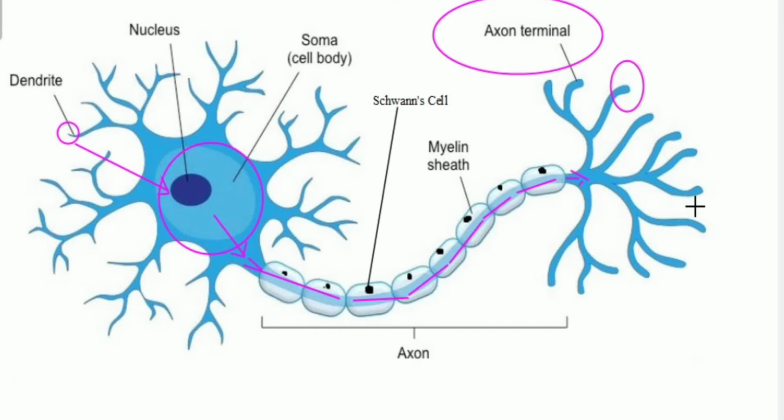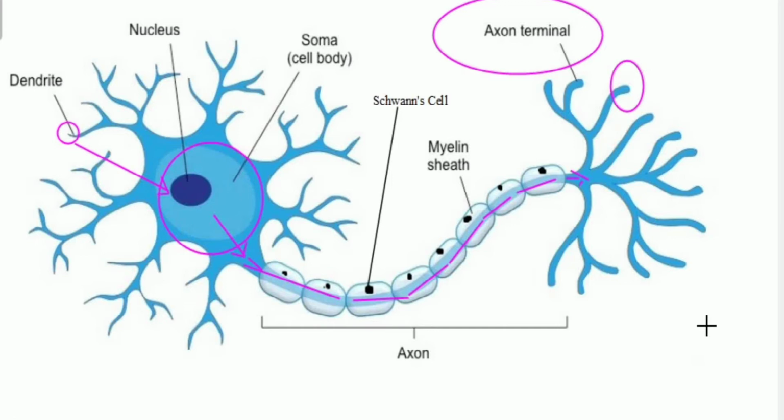Finally, the message is received at the axon terminal, and from the axon terminal it goes to a second neuron. What is the nerve cell? The nerve cell is a series of these neurons, one after another.